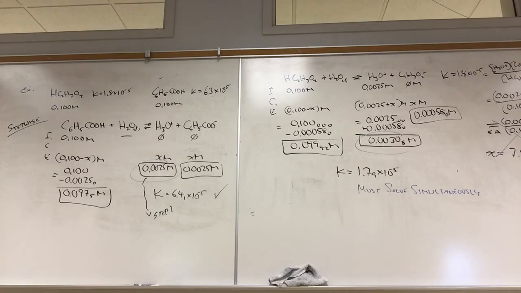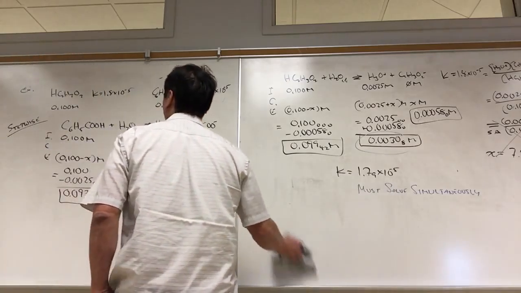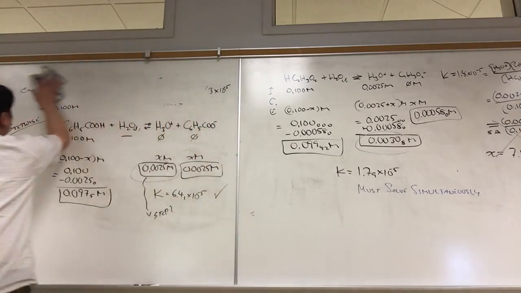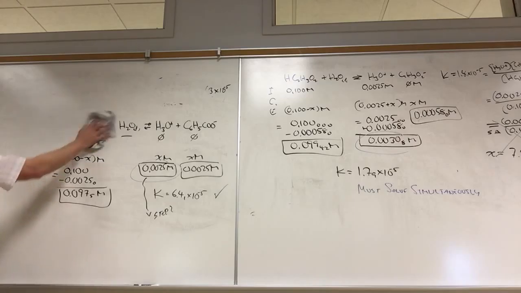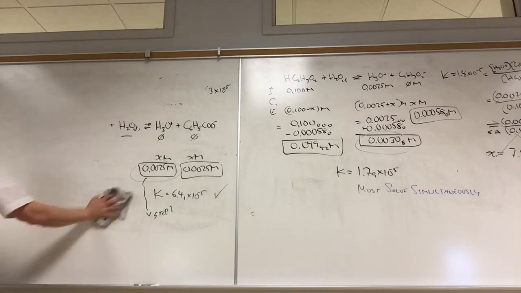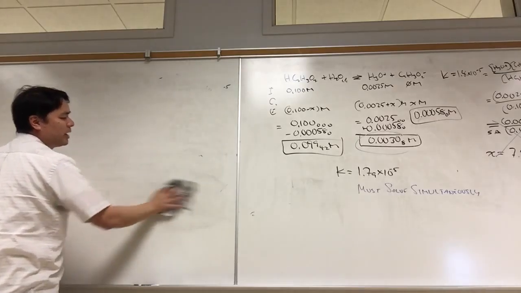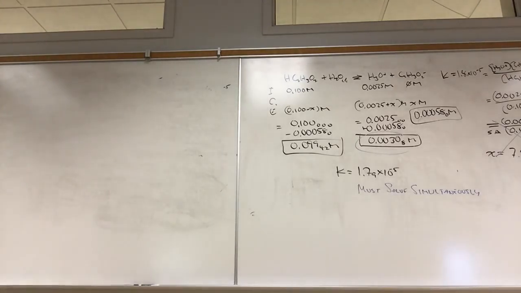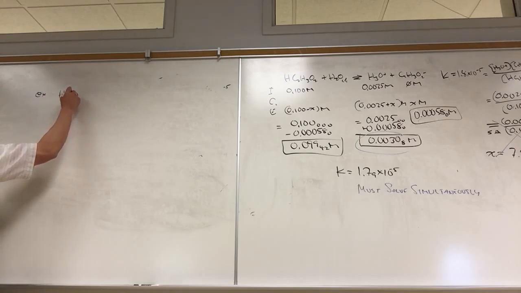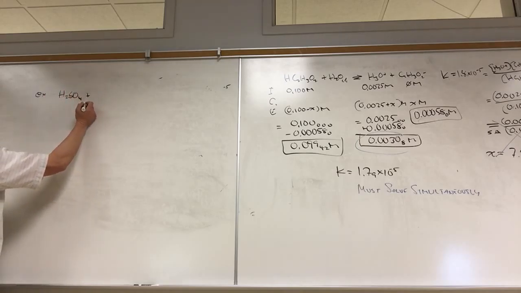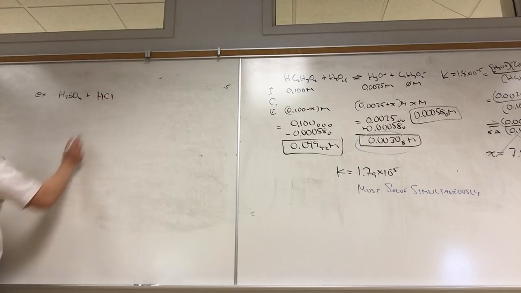Okay, so that was a weak acid mixture. So we did strong acid, strong acid; strong acid, weak acid; and weak acid, weak acid. Those are the only combinations we have for acids, right? We could have some tricky ones. For example, what would you call this? H2SO4 plus HCl.